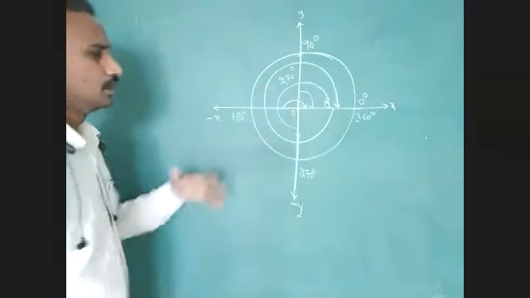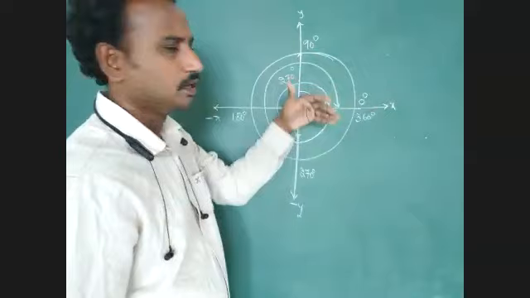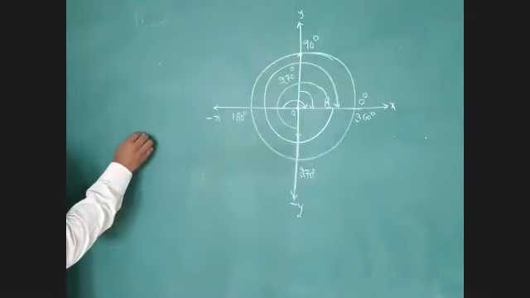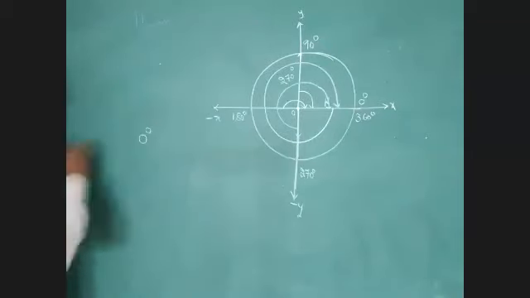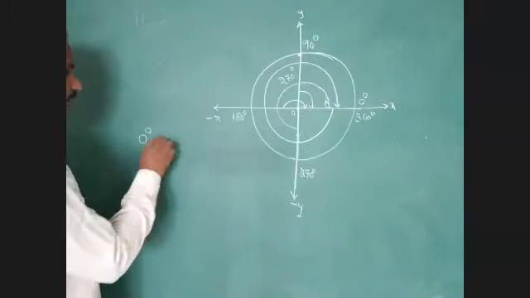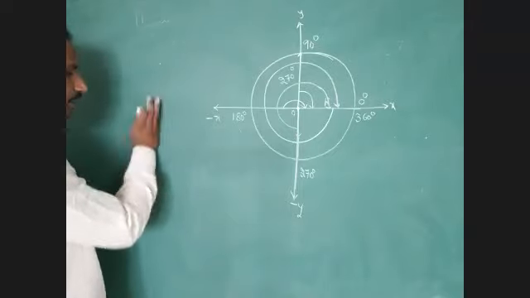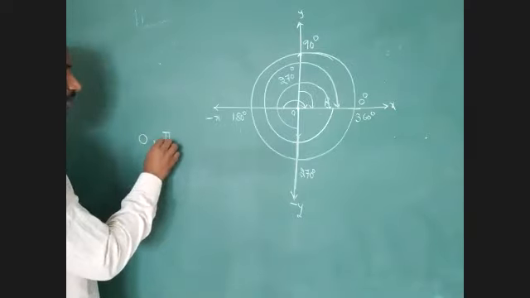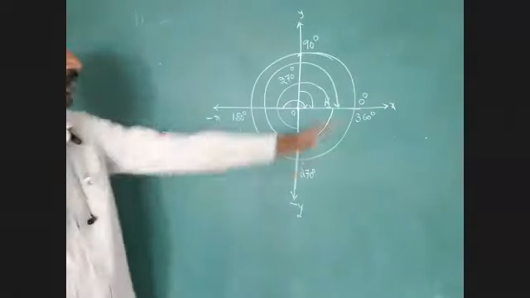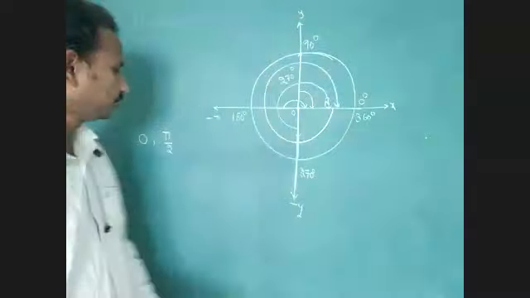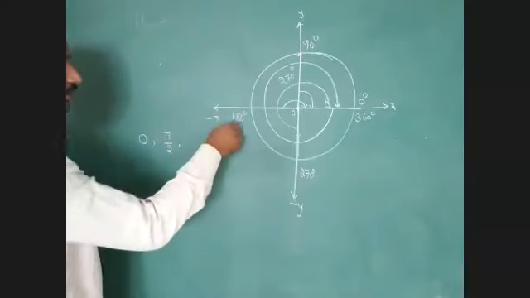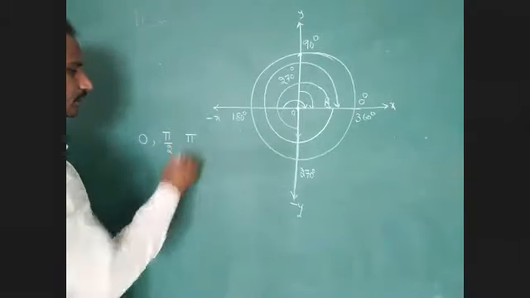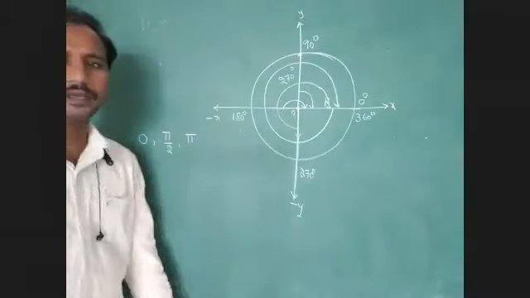Write these degrees in radians. 0 degree we write directly as 0 degree. Next one, in radians we write 0 radians. Next angle, 90 degree, is pi by 2 radian. Next angle, 180 degree equal to how many radians? Pi radians. 180 degree equal to pi radian.